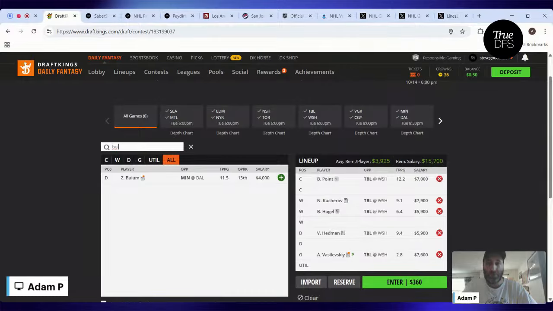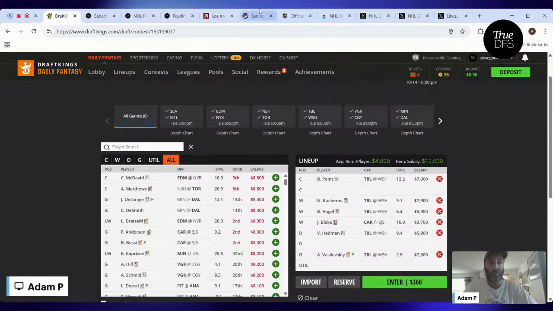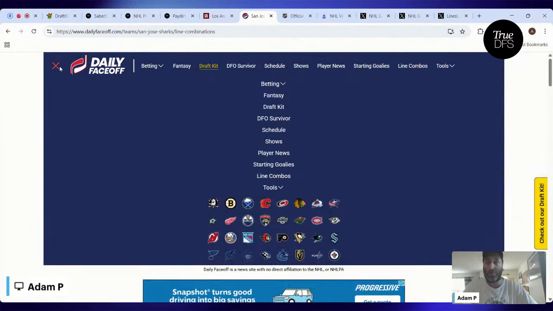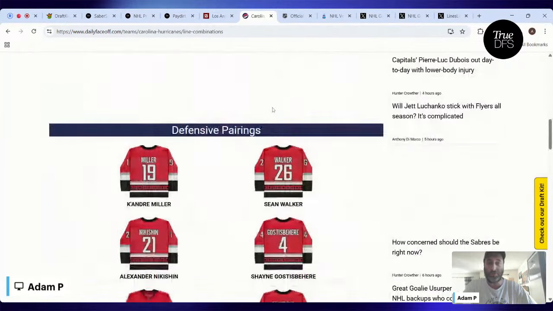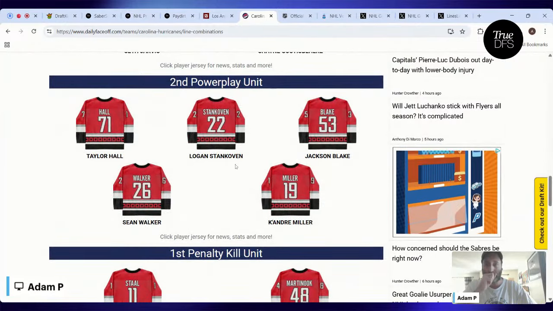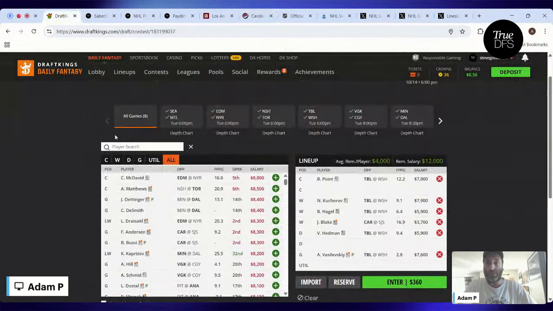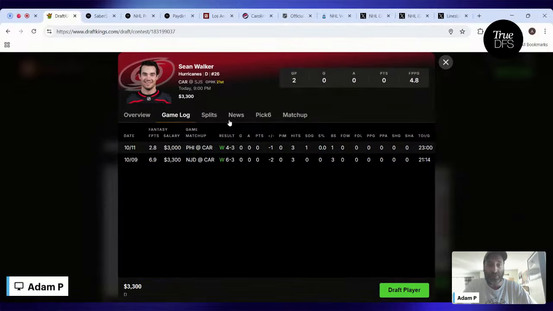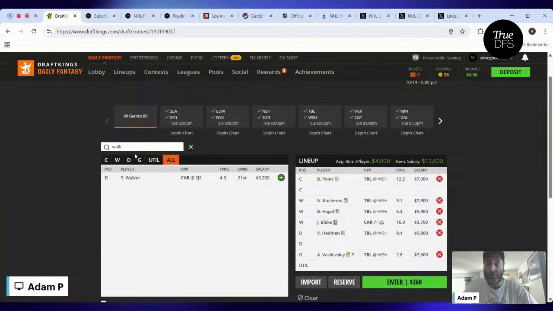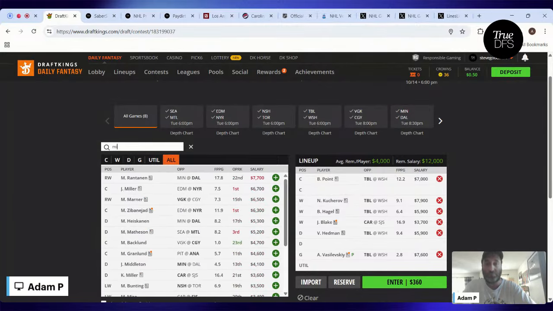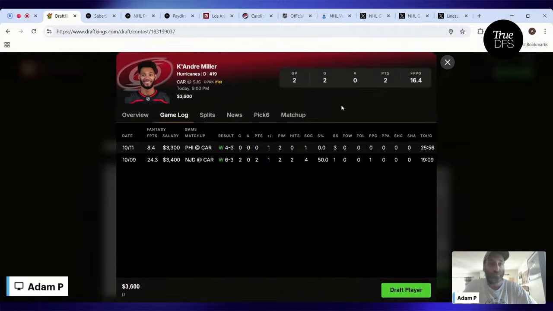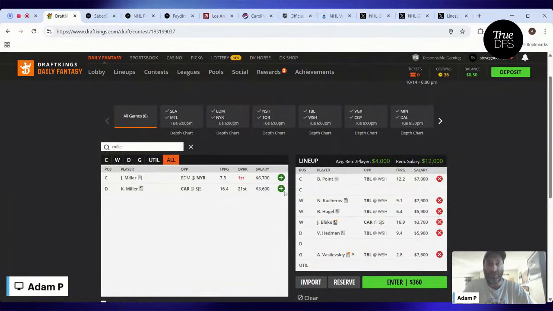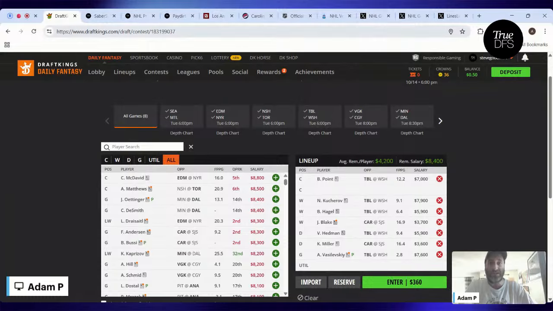Let's go. What if we went Jackson Blake? What's that Carolina power play look like? Now, Blake is on power play too. I remember that. And you can get Miller or Walker. Walker is 33. Let's see what the playing time has looked like between the two. 23 minutes for Walker. Yeah, Miller's going to get more playing time. It's a double D power play.